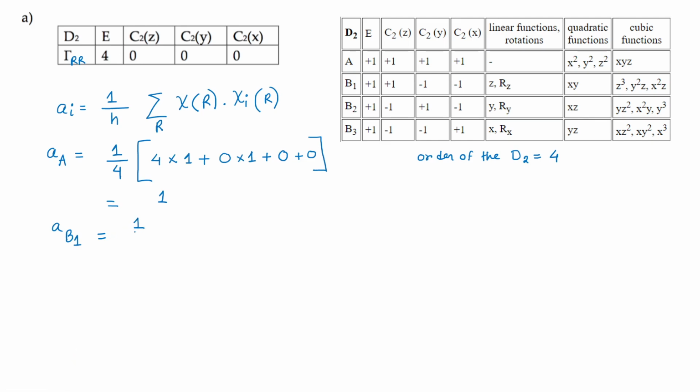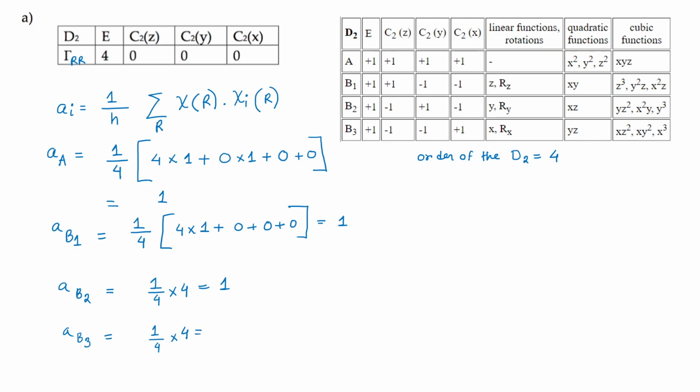How many times is B1 going to be there? That is going to be 1 over 4, then 4 into 1, and the rest of the terms are going to be 0, right? So I will not write it explicitly. This is also going to be 1. And I guess you have understood that for the next one, B2 is also going to be 1 over 4 into 4, other terms 0, giving 1, and B3 is also going to be 1. So what we got is that your gamma reducible representation has all the representations, each one time. I will just highlight the answer.